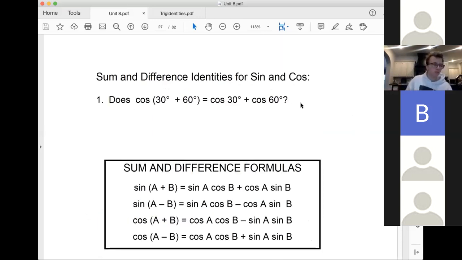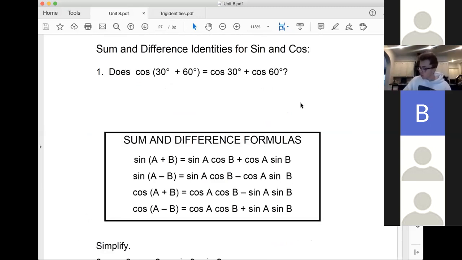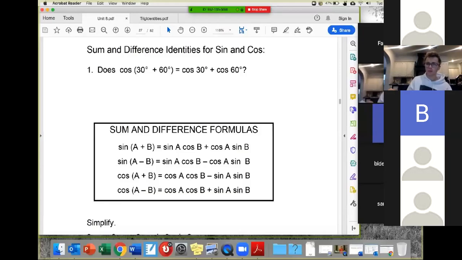But this is page 215. So the purpose of the sum and difference identities is because of the question that you see here under number 1. Does cosine of 30 degrees plus 60 degrees equal cosine of 30 plus cosine of 60? Well, if you think back to your chart that we used back in unit 6, cosine at 30 degrees was root 3 over 2. Cosine at 60 degrees was 1/2.